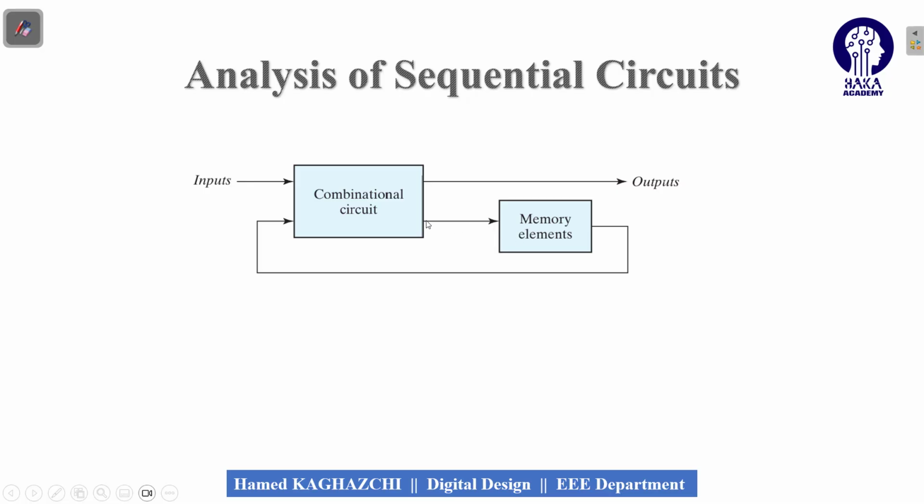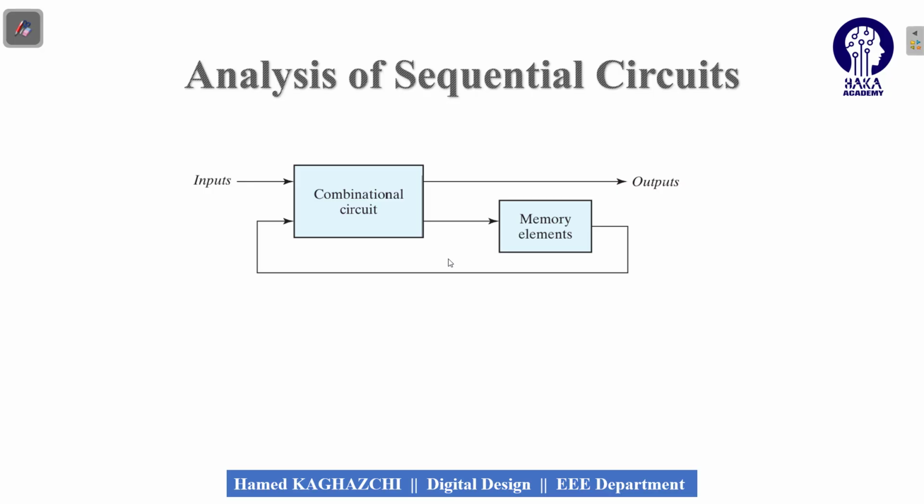And I said that you can see that the output depends on the input of the system and also the inputs in the past time. So now we want to start to analyze the sequential circuit, what we need to find and how we can actually design this sequential circuit. In this video lecture, I will teach you.